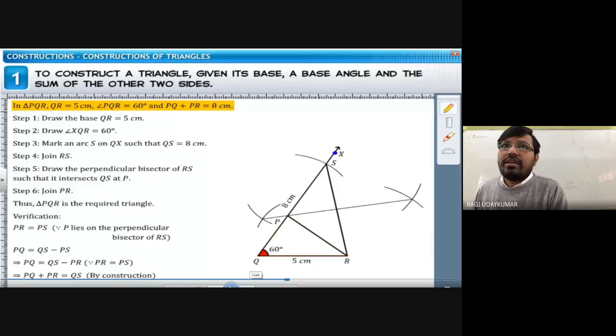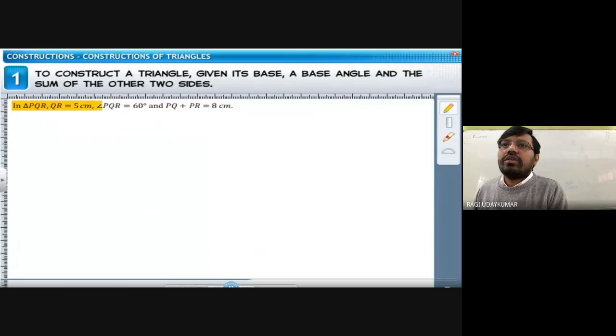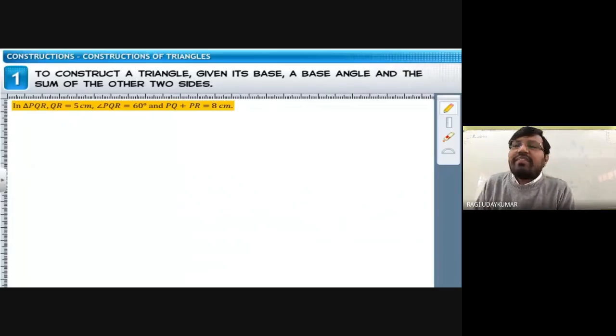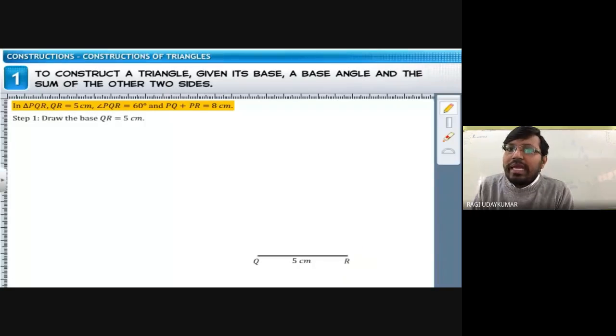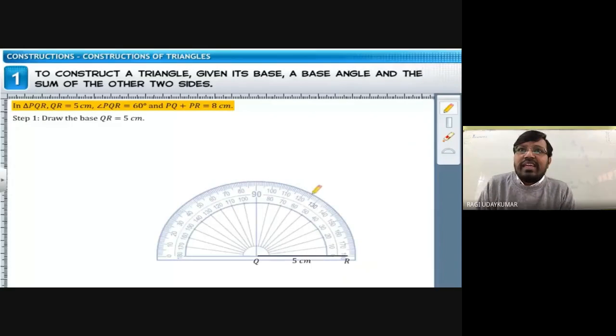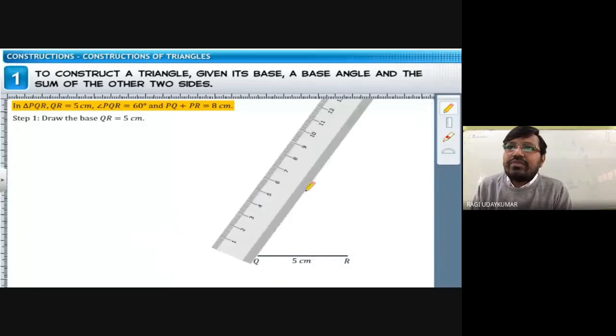First what you have to do: draw the QR line segment. I'll explain to you. QR line segment you have to draw. That is the base. First draw the line segment base, whatever is given to you. And angle PQR is equal to 60 degrees, given. So you draw one ray at 60 degrees.